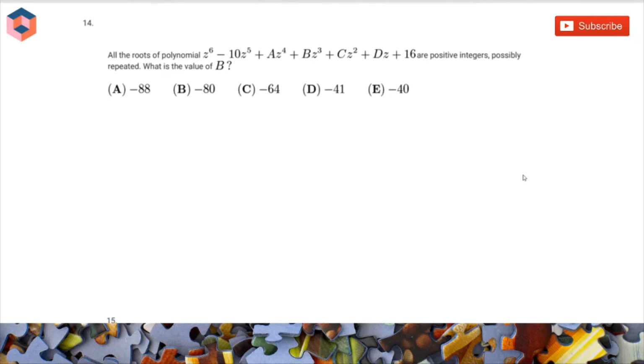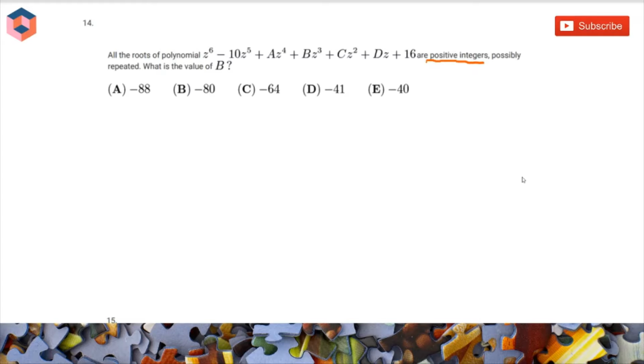Problem number 14. All the roots of polynomials z to the power of 6 minus 10 times z to the power of 5 plus a times z to the power of 4 plus b times z cubed plus c times z squared plus d times z plus 16 are positive integers. So underline that because that seems important. Possibly repeated. What is the value of b?